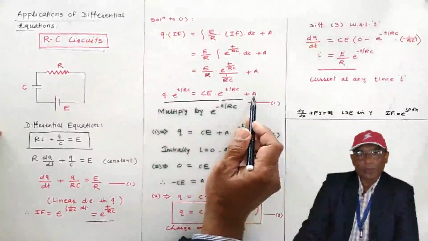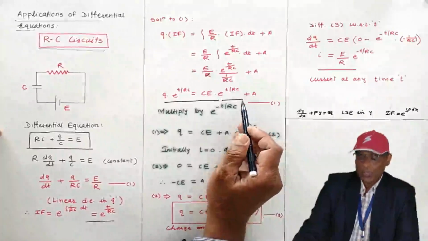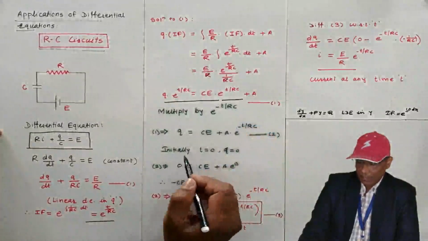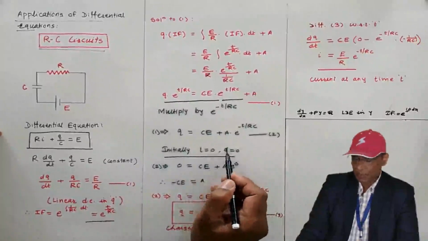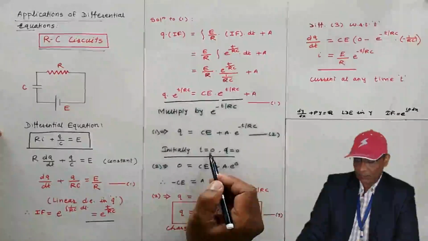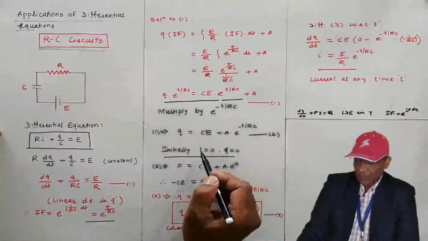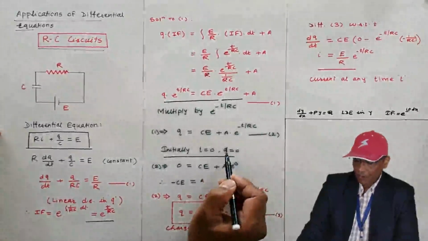Then, in order to find the value of the arbitrary constant, I am using the initial condition: initially the charge on the capacitor is 0, that is, Q is 0 when time t is 0. So put t equal to 0 and Q equal to 0 here.